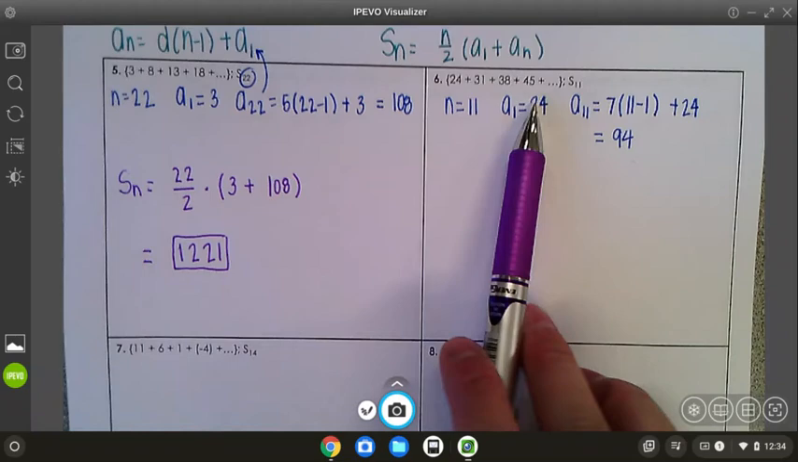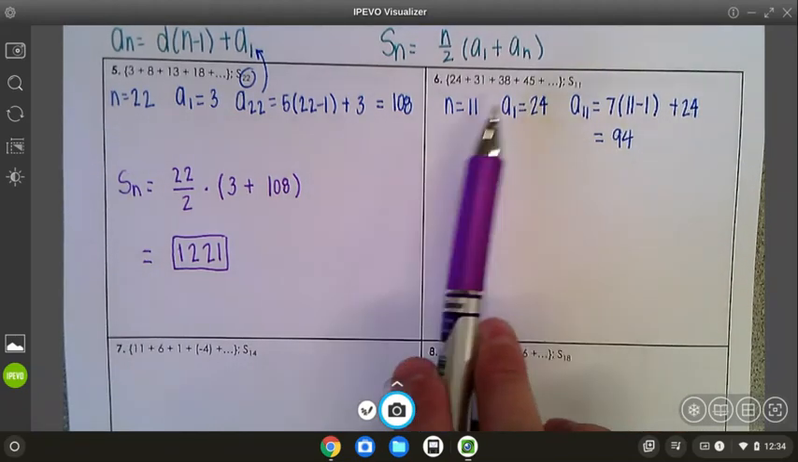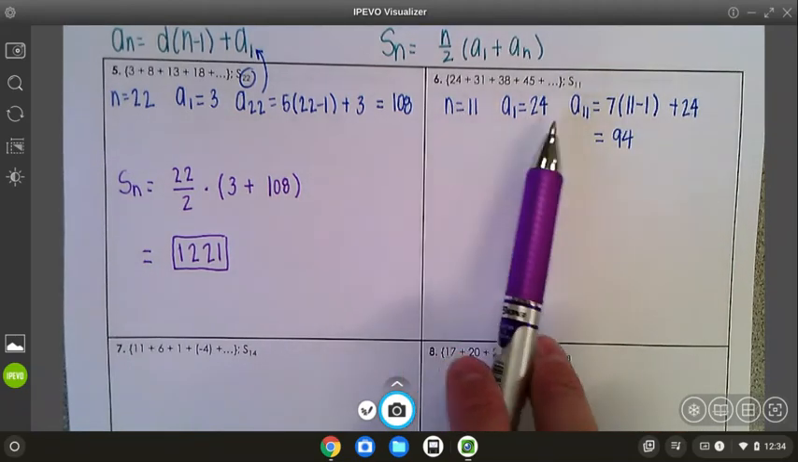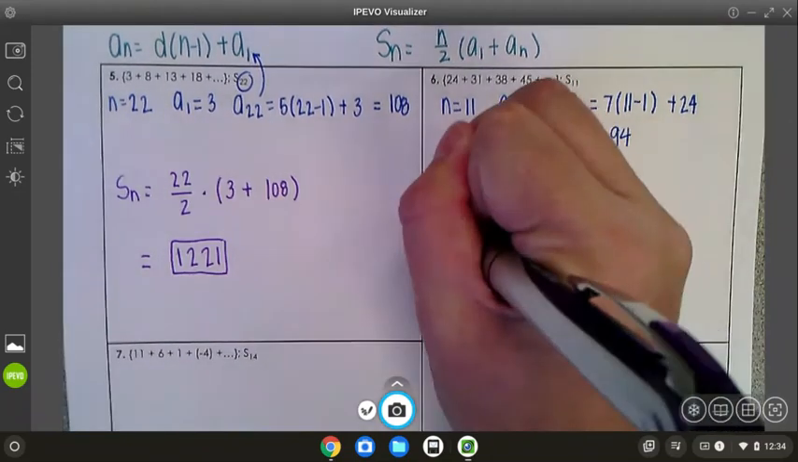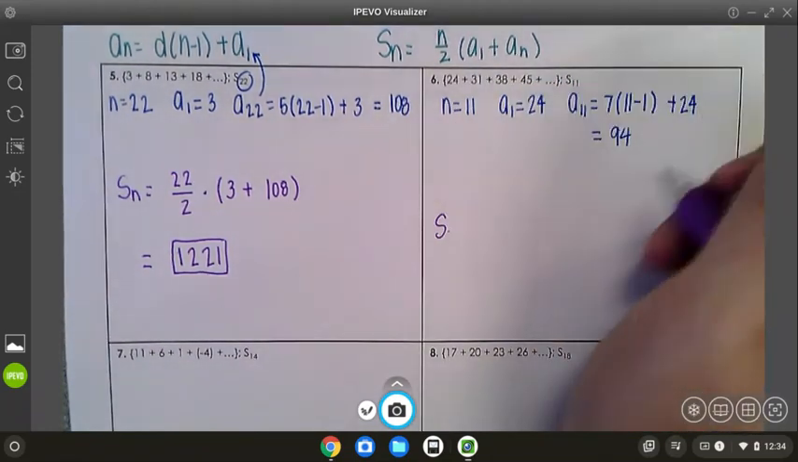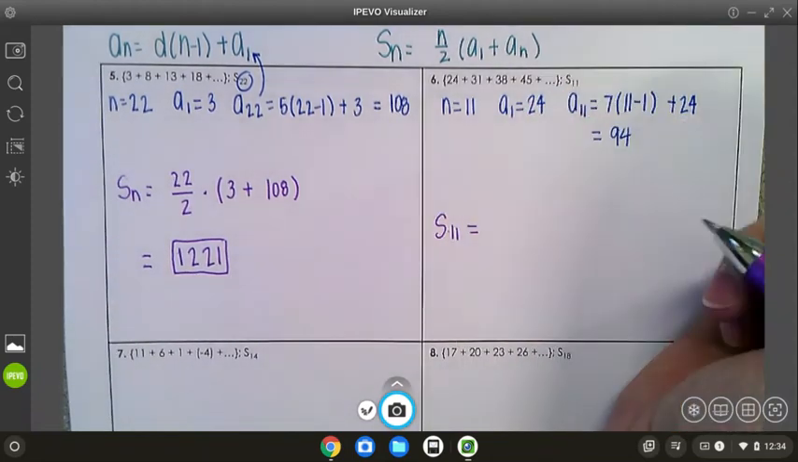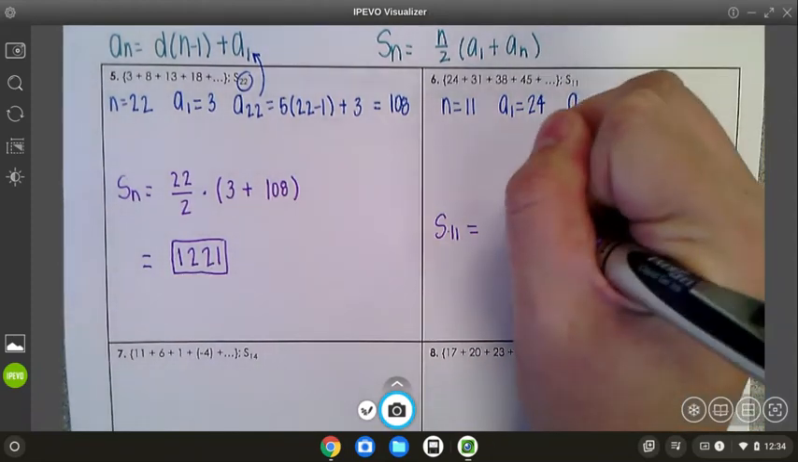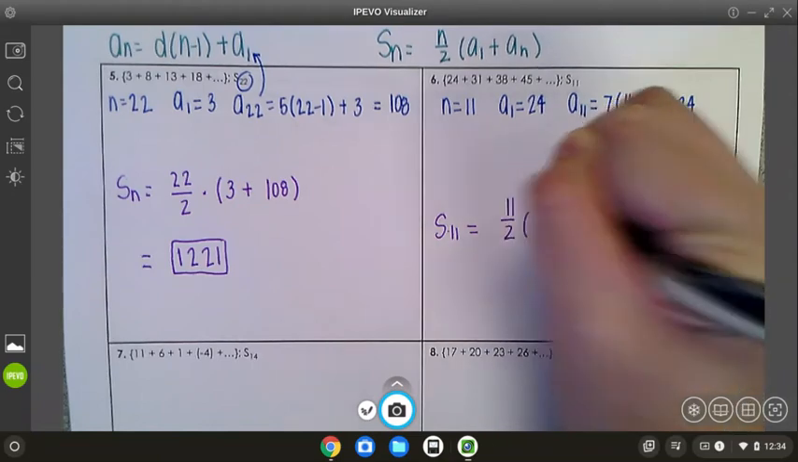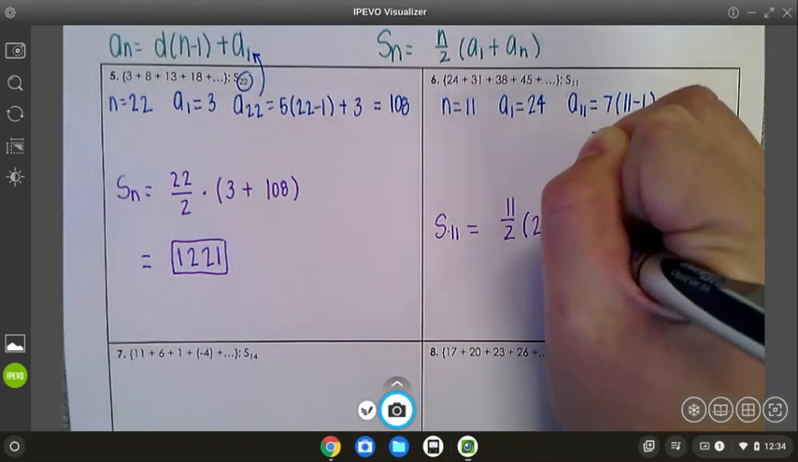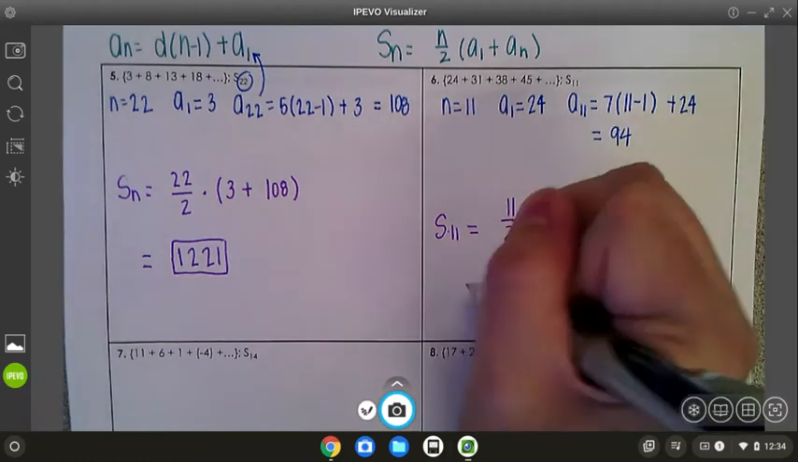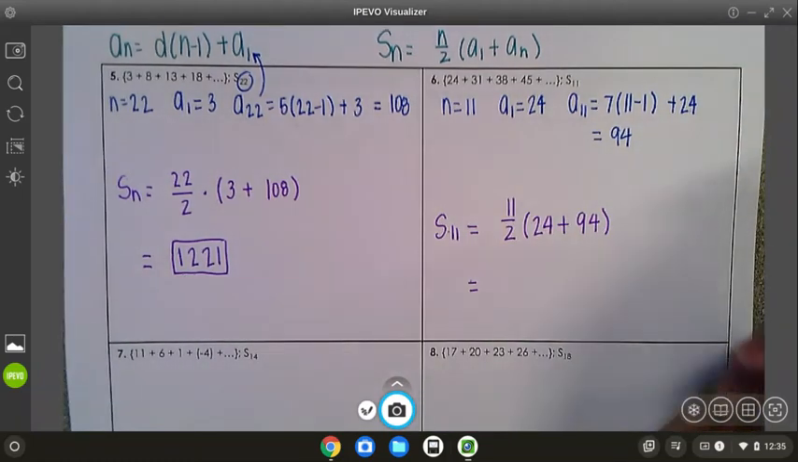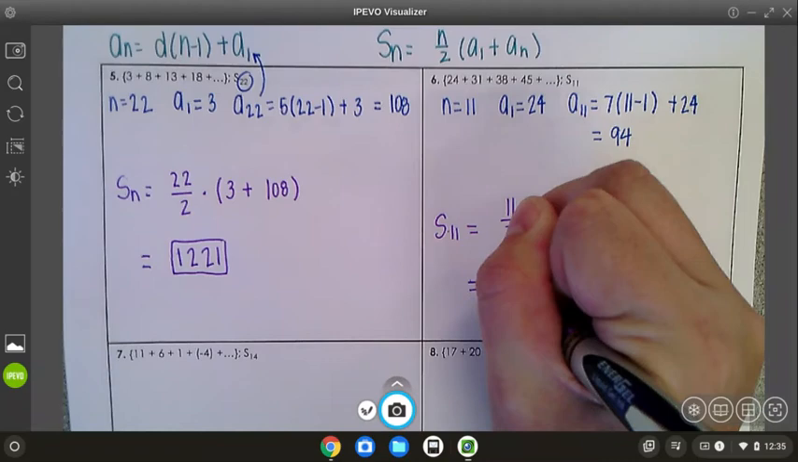If you didn't get those 3 parts right, you need to go back and look at some previous examples or look at your math. And so S11. We have N over 2, A1 plus AN equals 649.